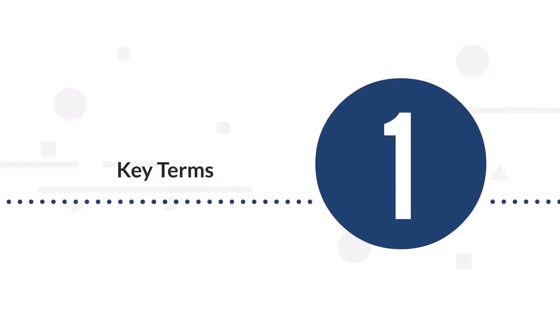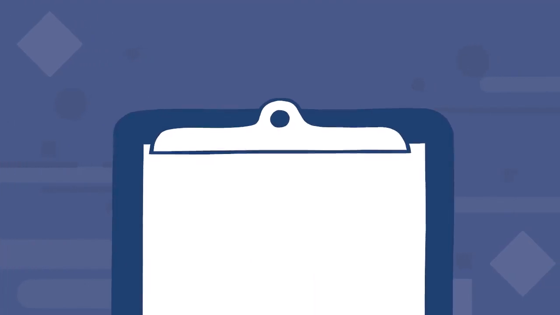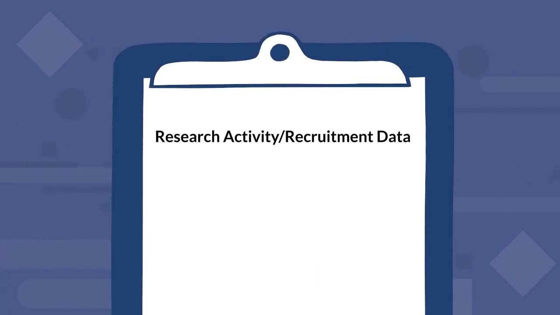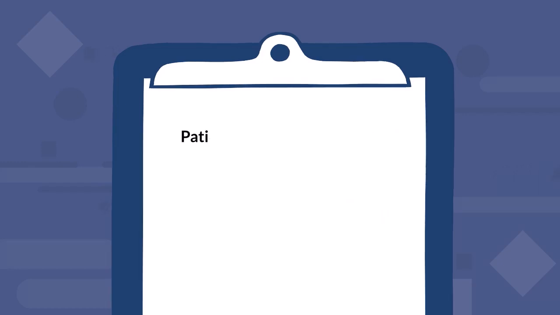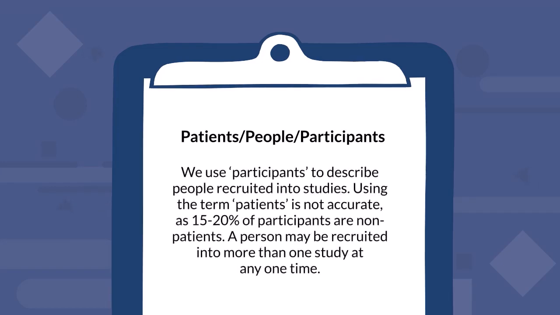Key terms: research activity or recruitment data. We use the term research activity or recruitment to describe the participants that have been recruited into a study. Patients, people, participants. We use participants to describe people recruited into studies. Using the term patients is not accurate, as 15 to 20% of participants are non-patients. A person may be recruited into more than one study at any one time.